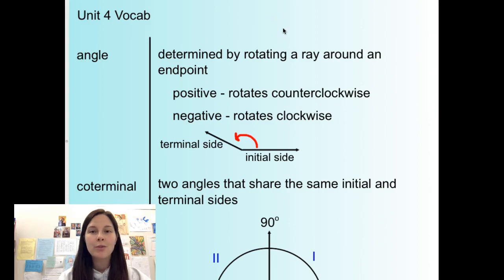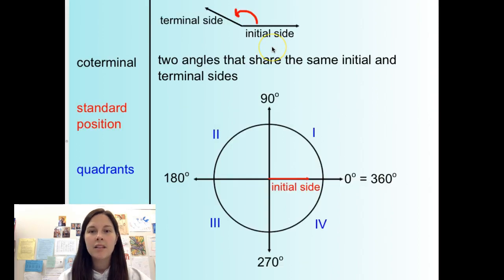There's two different ways to rotate this ray. One is in the positive or counterclockwise direction, which is the diagram that I have for you here. And then the other is in a negative or clockwise position, and I'll show you that in one of our examples. A little bit of vocab.